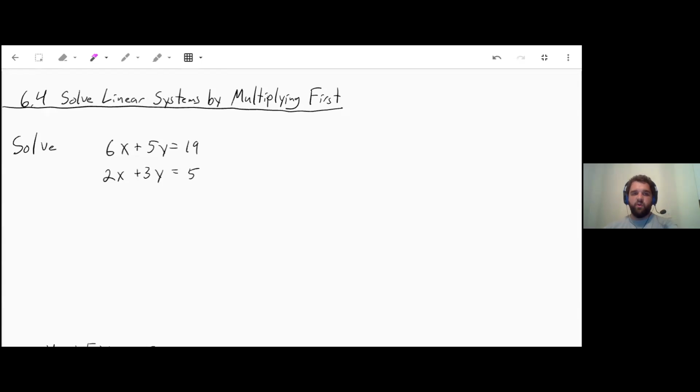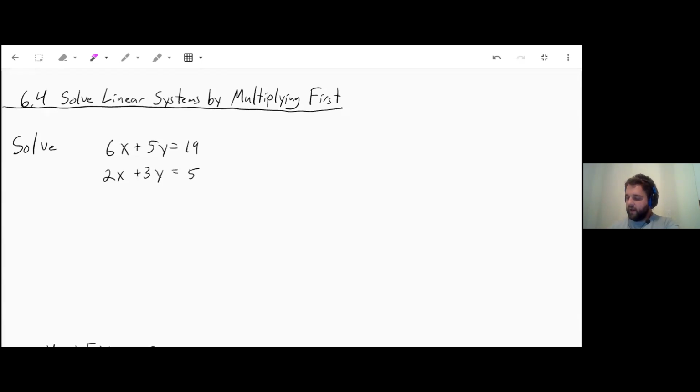Welcome to section 6.4, solving linear systems by multiplying first. So 6.4 is just like 6.3. We're going to solve by elimination. However, this time our linear systems, those equations, are not going to line up nicely where we can either add or subtract right away. So what we're actually going to have to do is multiply an entire equation by a value first, so that we can get it to match in some way so it will cancel out nicely.